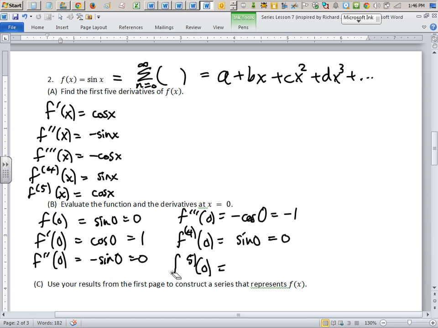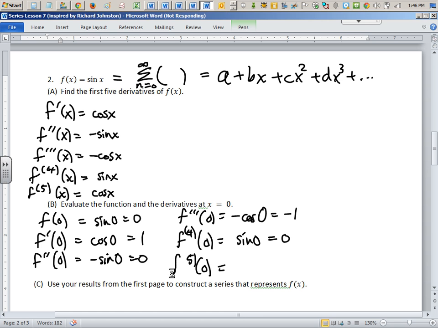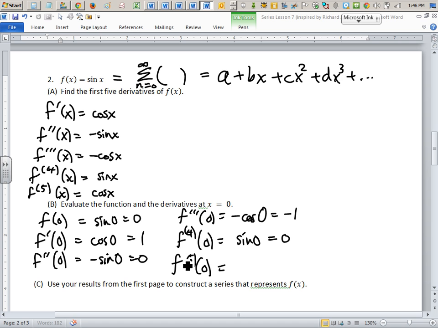The pen's not working too well here, guys. Give me a second. There we go. It is back to cosine 0, which is 1. In other words, it looks like the coefficients, which are related to the derivatives, are going to be things like zeros and ones and negative ones.